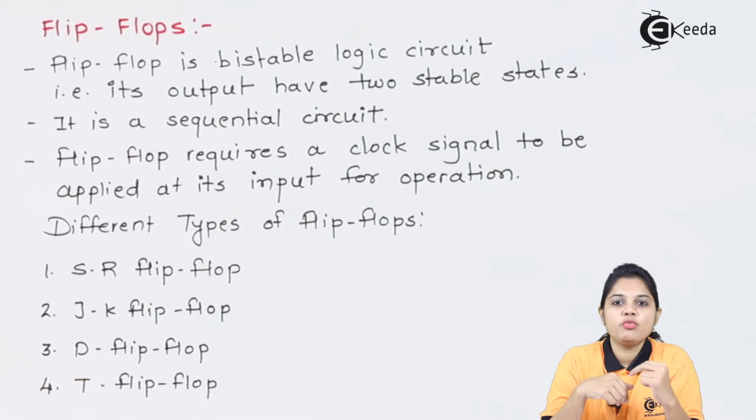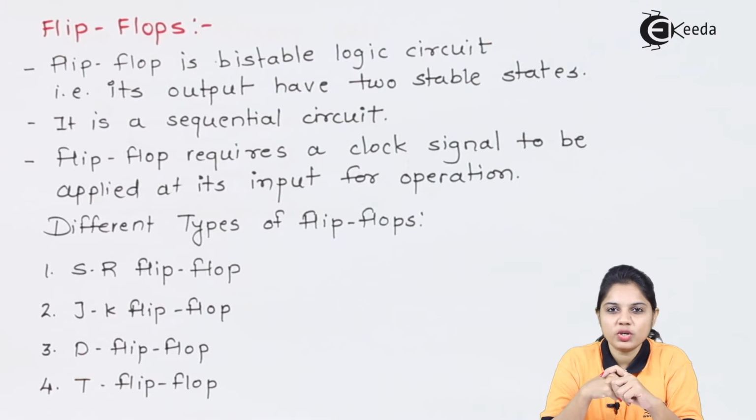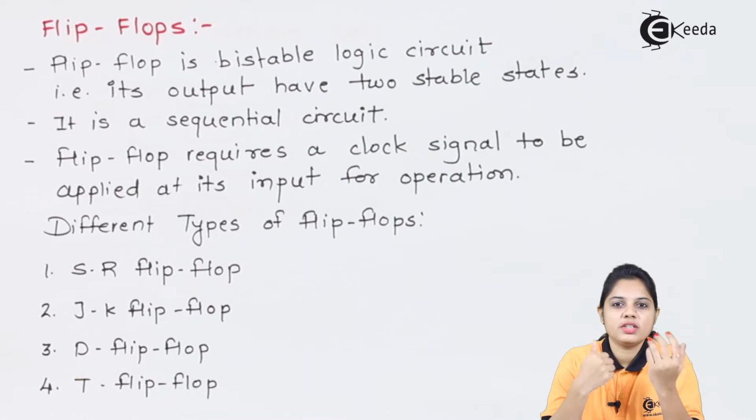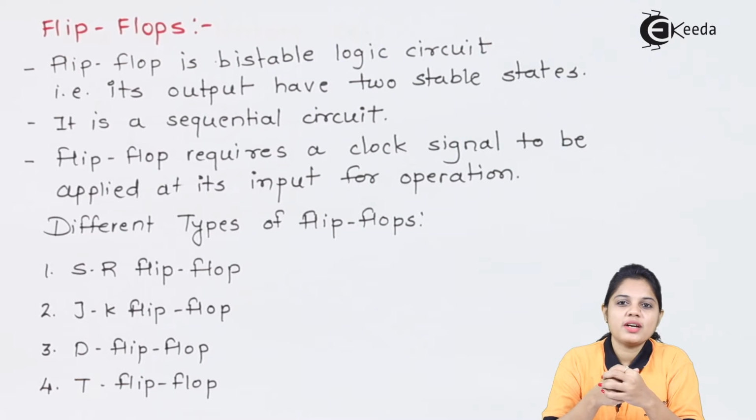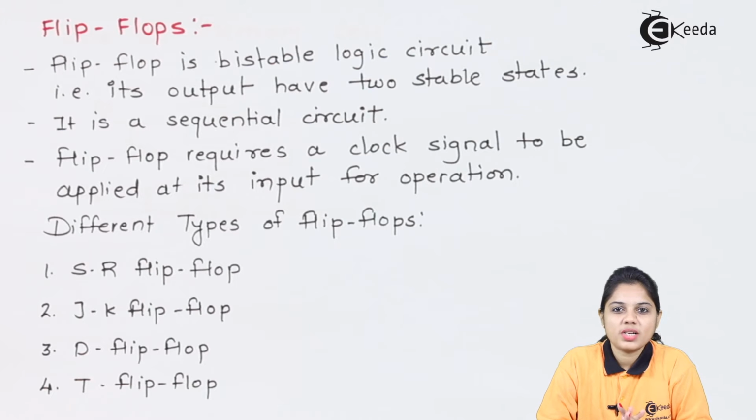So for a flip-flop to work, we should apply the clock signal to its input along with the input data, whether it is an SR flip-flop or a JK flip-flop. We should care about what kind of clock signal we are providing, whether positive edges or negative edges. We have different types of clock signal. The clock signal should remain present so that the flip-flop works according to the change in input.